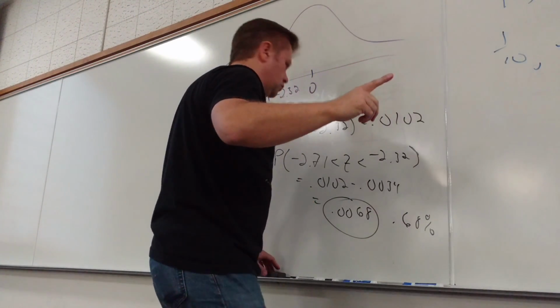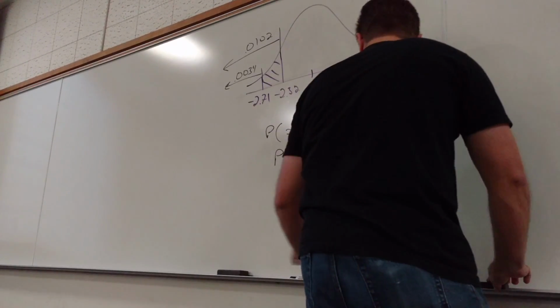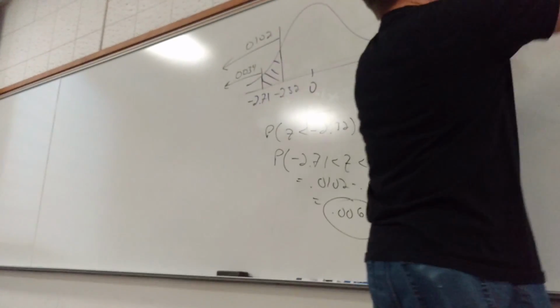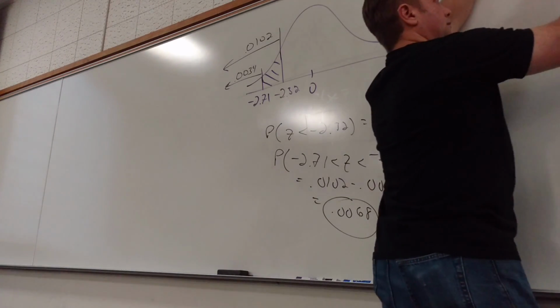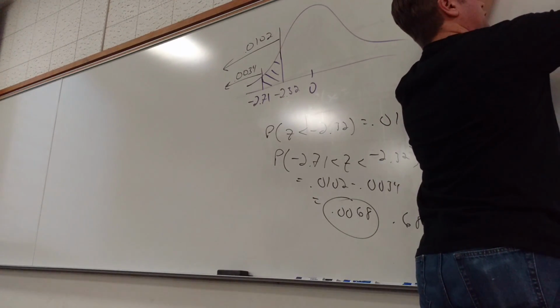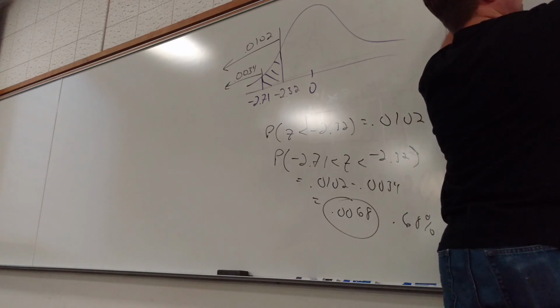Now, just to show you an example where you don't know the z-scores, let's say I have a mean of 311.9 and a standard deviation of, what you got, Jeff? I don't know, 37.2.